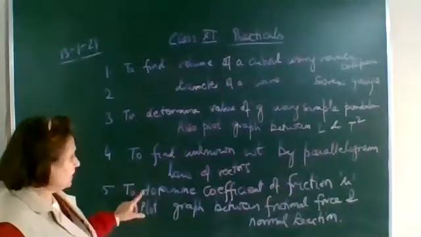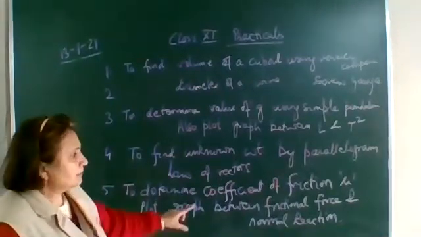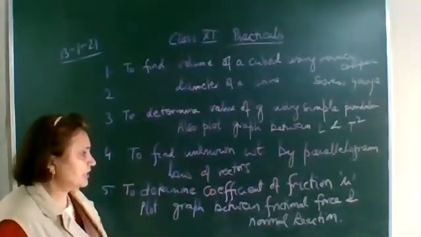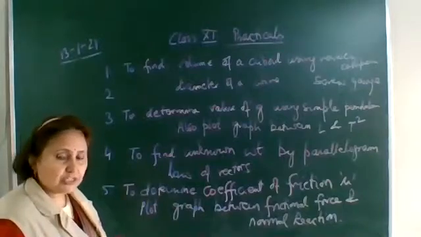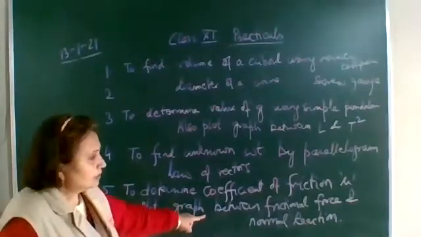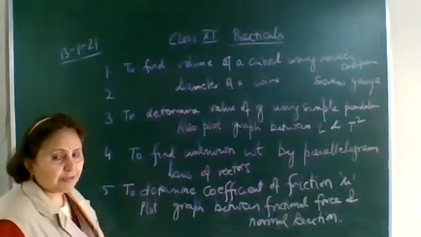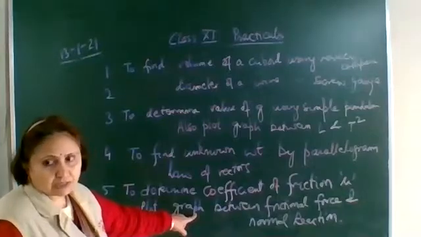Then the fifth experiment is to determine the coefficient of friction, mu. And also here we have to plot a graph between frictional force and normal reaction. We know that frictional force is directly proportional to normal reaction. So F is directly proportional to N. So how will be the shape of the graph? It will be a straight line passing through the origin. So here we have to also plot a graph.